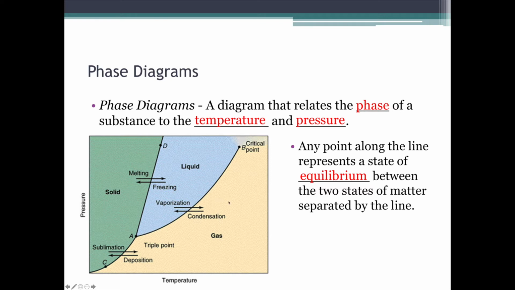Liquid to gas is vaporization, which we know more commonly as boiling, but it can be evaporation as well, so we generalize it as vaporization. Going from gas to liquid is condensation. Now, solid directly to gas, notice it does not go through the liquid phase, that is sublimation. Gas directly to solid, skipping the liquid phase, is deposition.